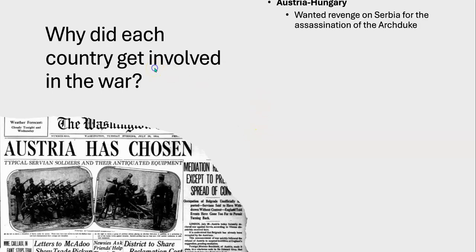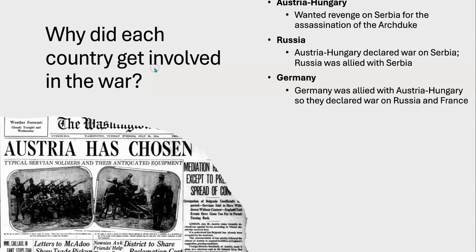Alright, now we need to also know why each country got involved in World War I. First, Austria-Hungary, they wanted revenge on Serbia for the assassination of the Archduke.